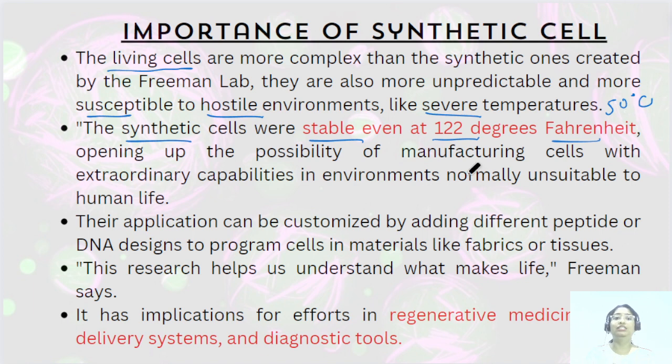Okay, so this is opening the possibility of manufacturing cells with some extraordinary capabilities. That means in future we can make living cells which have some extreme capabilities, like they can survive in extreme environmental conditions, right? We don't know, in future, due to global warming, temperature is already increasing. So in future there might be very high temperatures, so this cell can be able to survive at that temperature also.